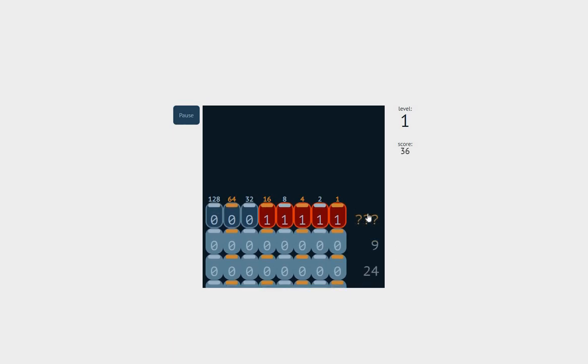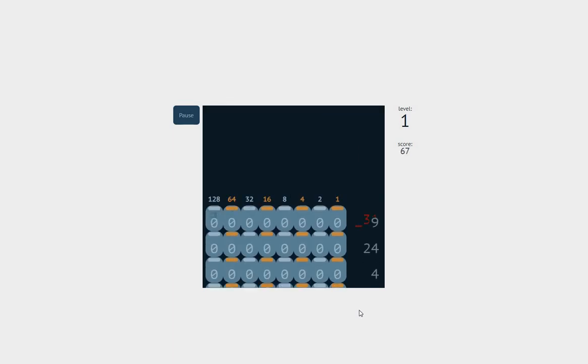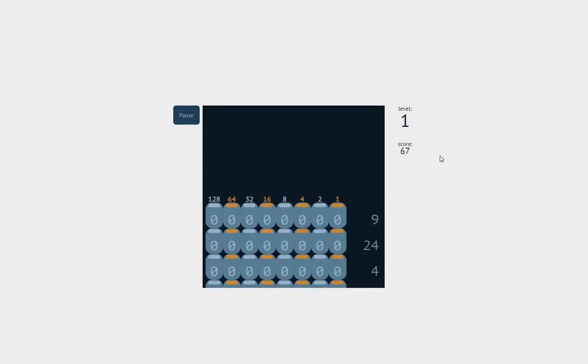And if you're given a question mark or 3 question marks like this, the computer wants you to convert it the other way around to denary. So what's 16 plus 8 plus 4 plus 2 plus 1? I do actually know this. I'm going to write 31. I'm going to press OK. And that's going to give us some points.